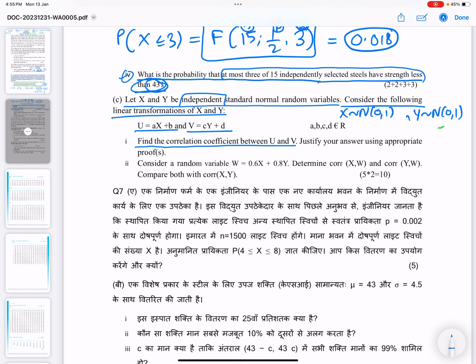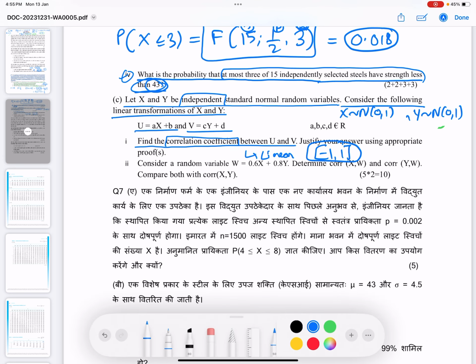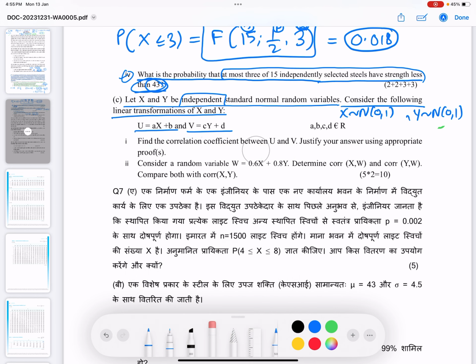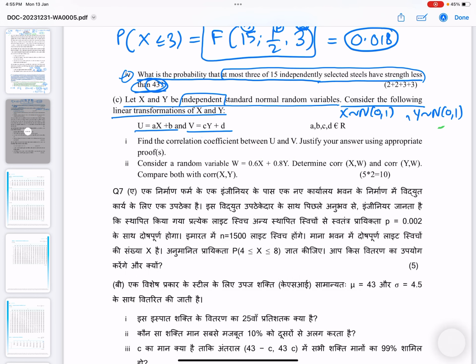So first thing, what is the correlation coefficient? It shows a linear relationship between two variables, and you should know the range of this. The range is -1 to 1. If you are getting a value outside this range, your answer would be wrong. Now since X and Y are independent, we know there is no relationship between them, so covariance xy equals 0.